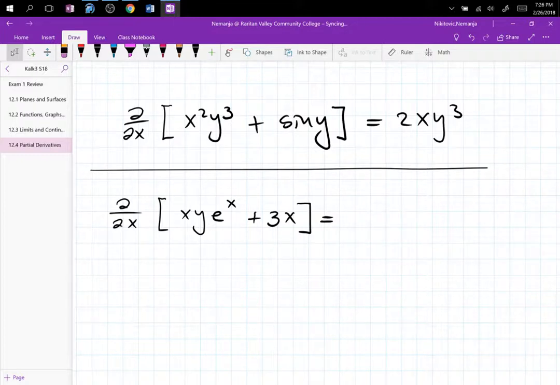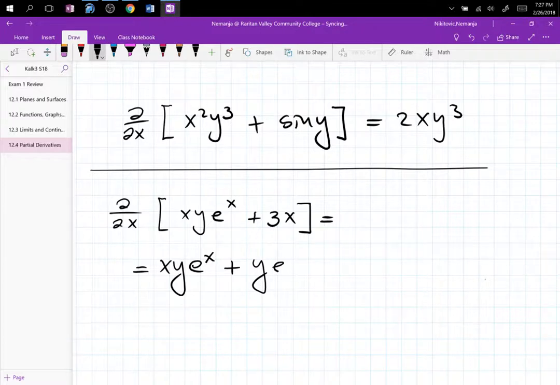Product rule. I hope you see two functions and they both have an x and they're multiplied. So it is a product rule. So we are going to now say that this is equal to copy the first, xy, derivative of e to the x is still e to the x, plus the derivative of xy is just y, because the derivative of x is 1, copy e to the x, and then plus 3.